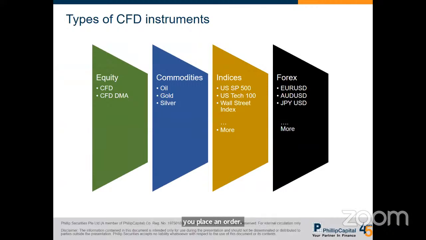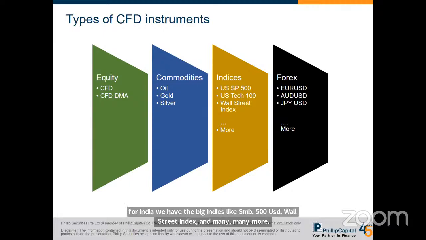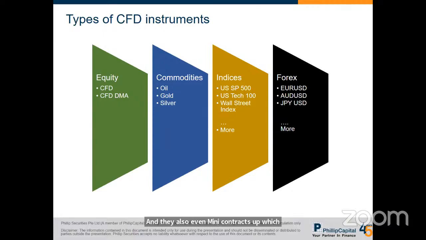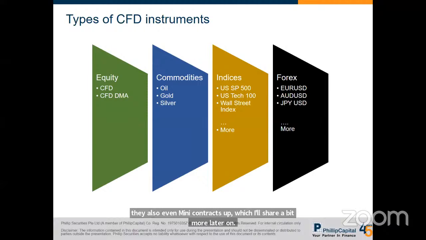So like what I said, we have different types of CFD instruments. For CFD instruments, we have equities, where we offer CFD and DMA. We have commodities, which are mainly oil, gold, and silver. And for indices, we have the big indices like S&P 500, US Tech, Wall Street Index, and many, many more. There are also even mini contracts, which I'll share a bit more about later on. And we have Forex.